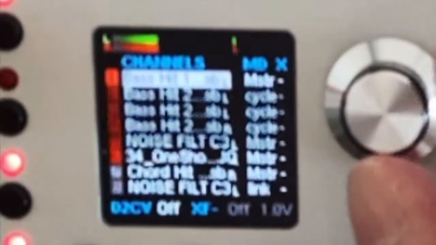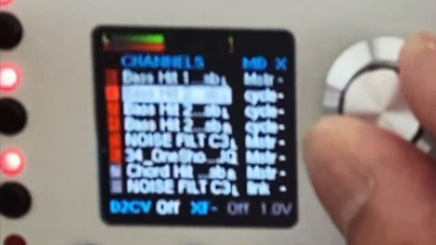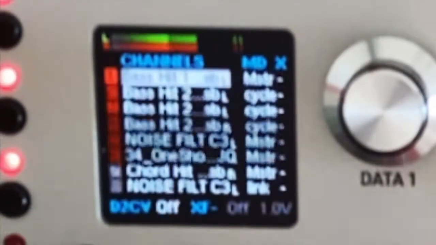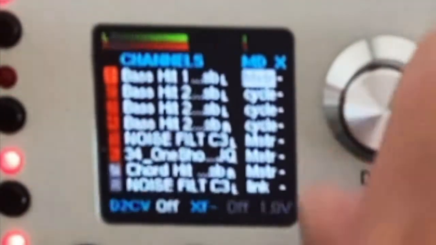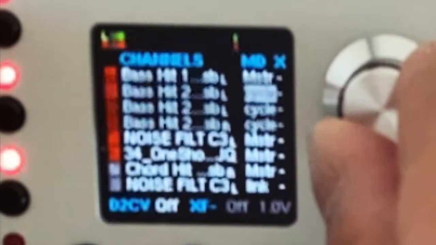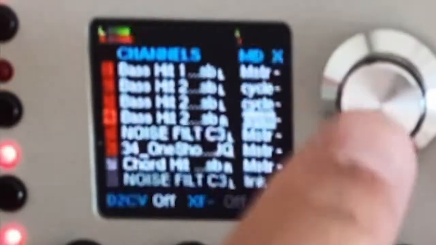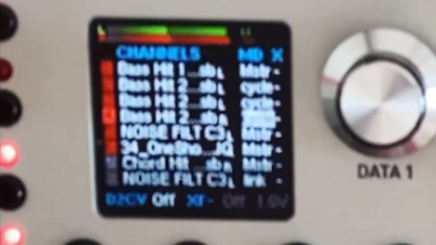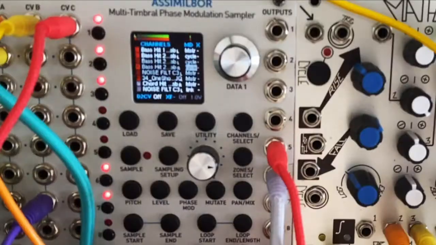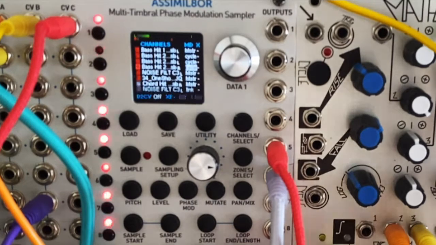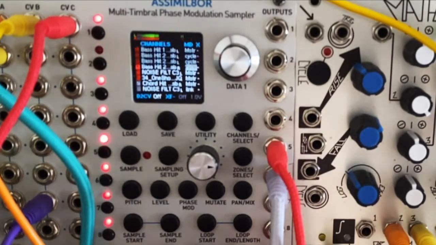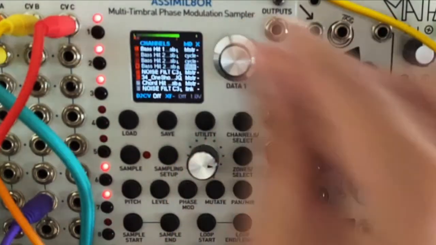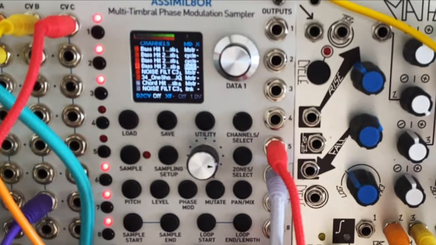Well, we have four channels of bass: 1, 2, 3, and 4. You can see that the first channel is set to master and the rest are set to cycle. Once it encounters the next master, it goes back to the top of its group. So if we wanted to make this a threes cycle instead of a fours, we just take this one out of cycle mode, and that turns into three.